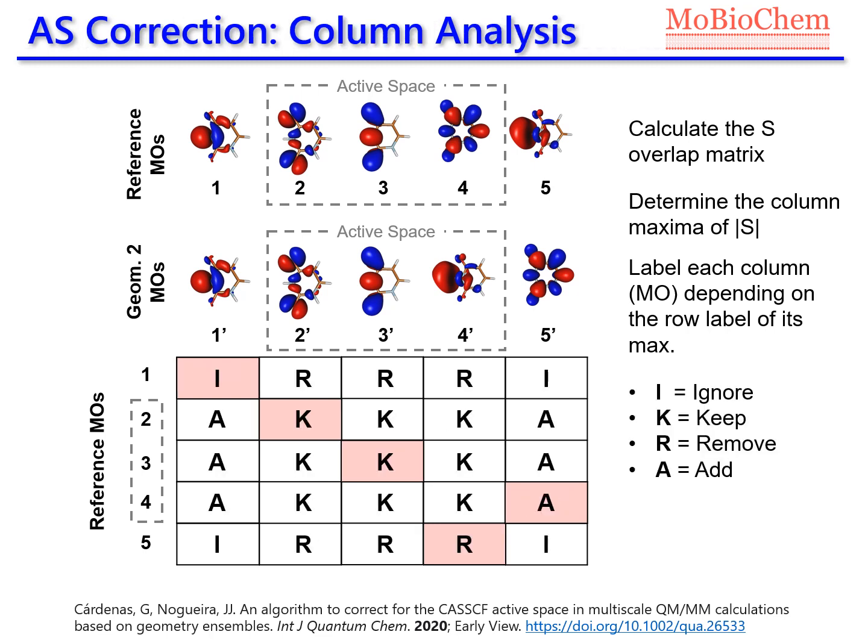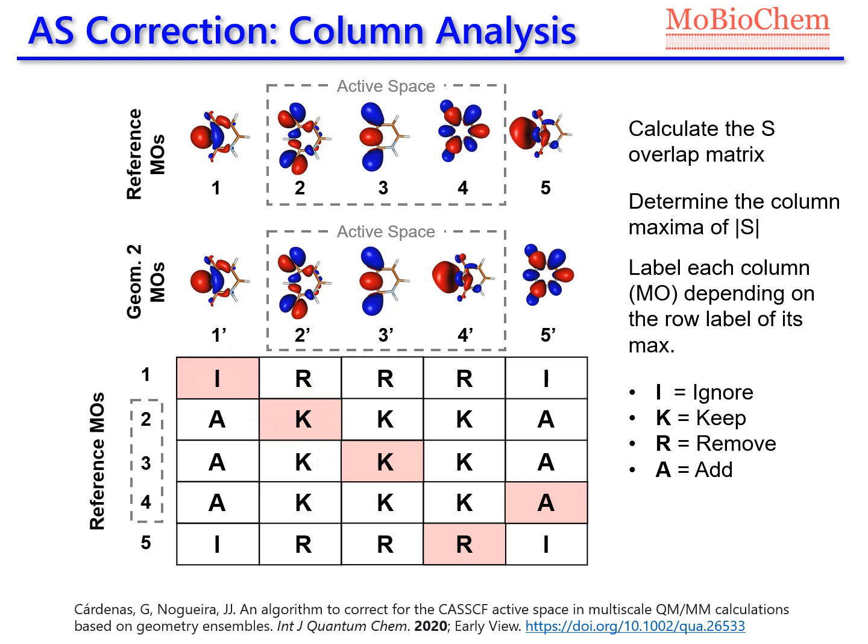So the labeling of each one of the sampled molecular orbitals will proceed as follows. In reality, we will have every single matrix element of the overlap matrix having a specific label depending on its position. So the labels we have here are I for ignore, K for keep, R for remove, and A for add. Now, the label that will correspond to each one of the orbitals here clearly will be determined by the position of the maximum value of each column.